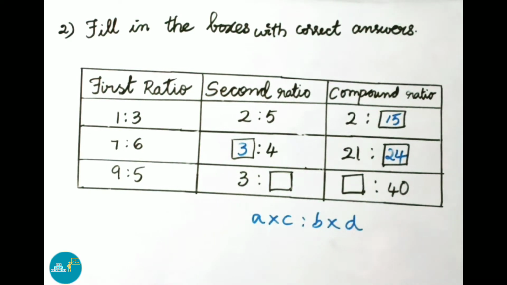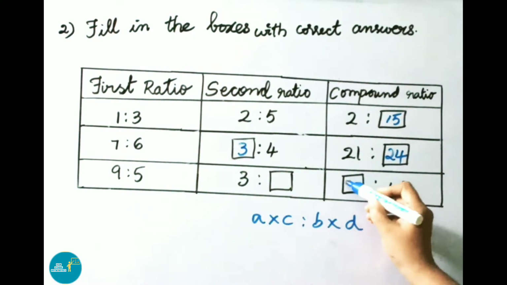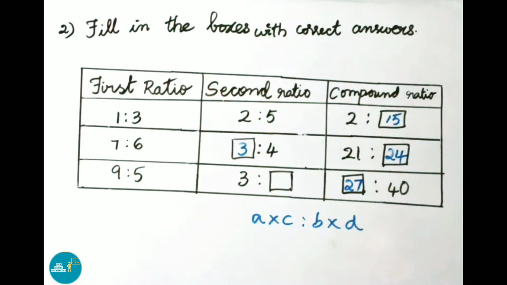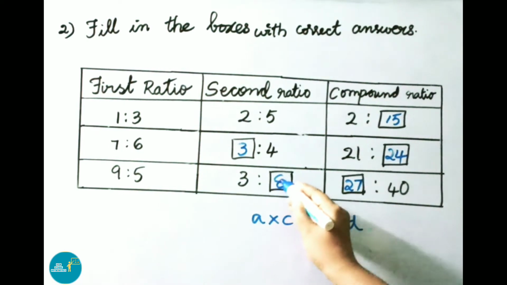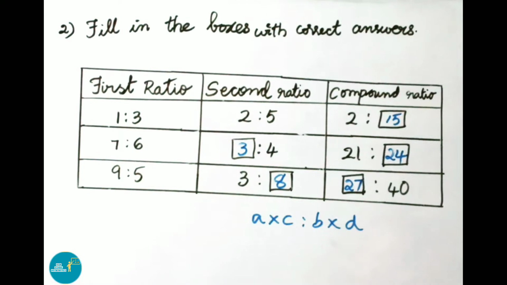Now the next one, 9 is to 5, 3 is to blank. We know A into C, so 9 into 3, that is 27. Next, B into D. 5 into what value if you multiply, you will get 40? 8 times. So write down here 8, 5 into 8, 40. Therefore, the compound ratio is 27 is to 40.